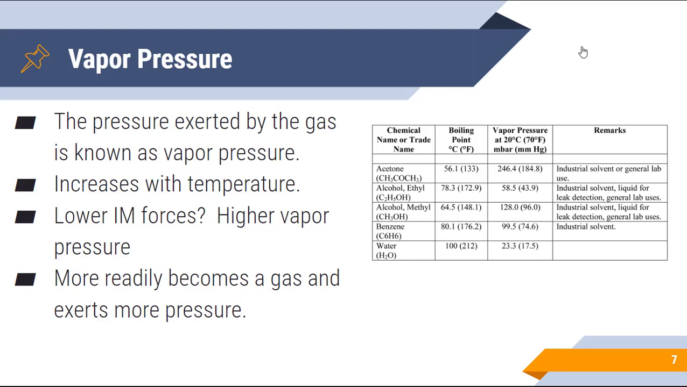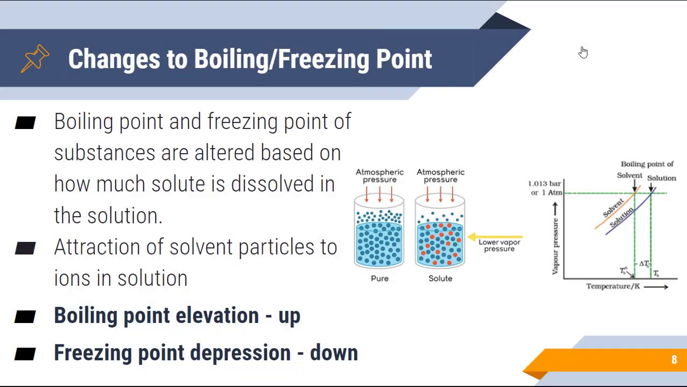Lower intermolecular forces means that they more readily become a gas. And if they more readily become a gas, then it's going to exert more vapor pressure, because that is the pressure that's exerted by the gas itself. So do keep in mind that intermolecular forces and temperature play a role in how readily something becomes a gas, and therefore have a significant impact on the vapor pressure.